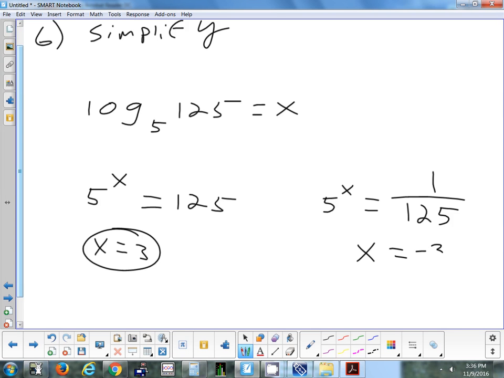Negative 3. Yep. So remember, a negative exponent causes the fraction to flip, causes your number to flip. Okay, so that's a good one. Any questions on that one?